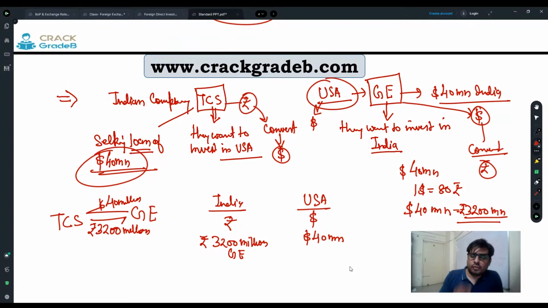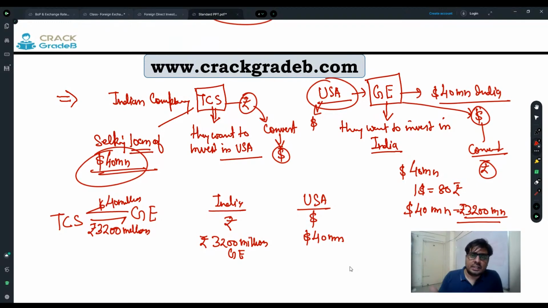Okay, so what I was saying is that there was a situation. In the situation, two companies are there. One is TCS and another is GE. GE wants to invest in India. For that, they need rupee. Similarly, TCS wants to invest in USA, and for that they need a dollar. And approximately both requirements are the same, $40 million, $40 million, right?